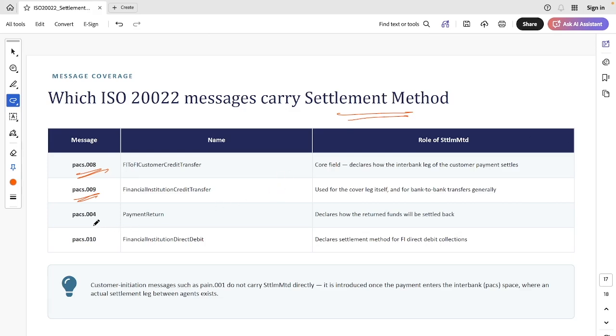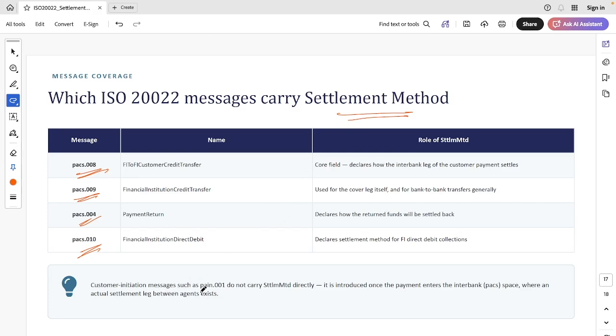Third is pacs.004. This is the payment return message basically. If funds are being returned, the return payment also needs settlement information, because the return funds must also move between the agents. Then the fourth is pacs.010. Pacs.010 is used for financial institution direct debit. It can also carry settlement method information for financial institution level collection flows.